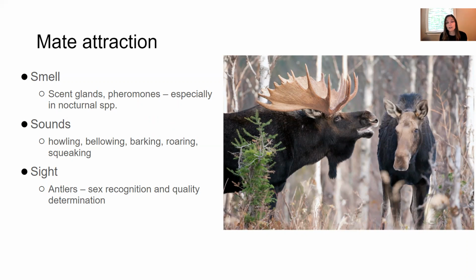The biggest example for sight cues in mammals are antlers. And so remember, antlers we see mostly on males of cervids. And so those are used both for sex recognition and for quality determination. How big are the antlers? How symmetrical are they? So that's to attract mates and to compete with other males. Remember, caribou, both males and females have antlers, but the females are much smaller.